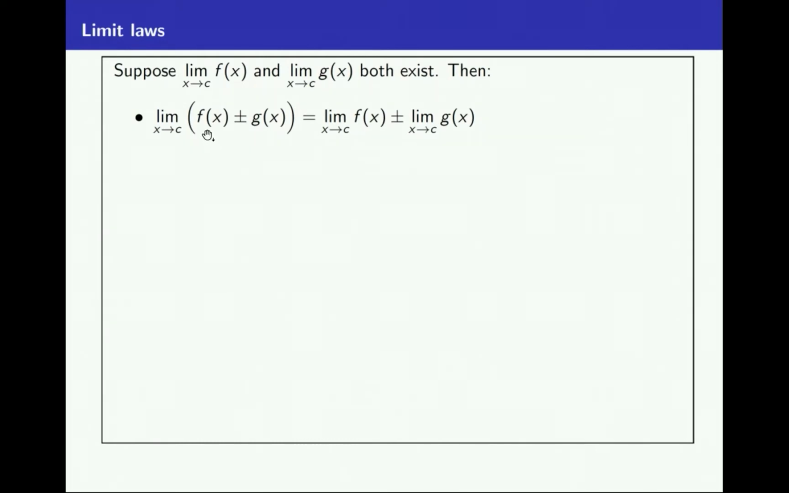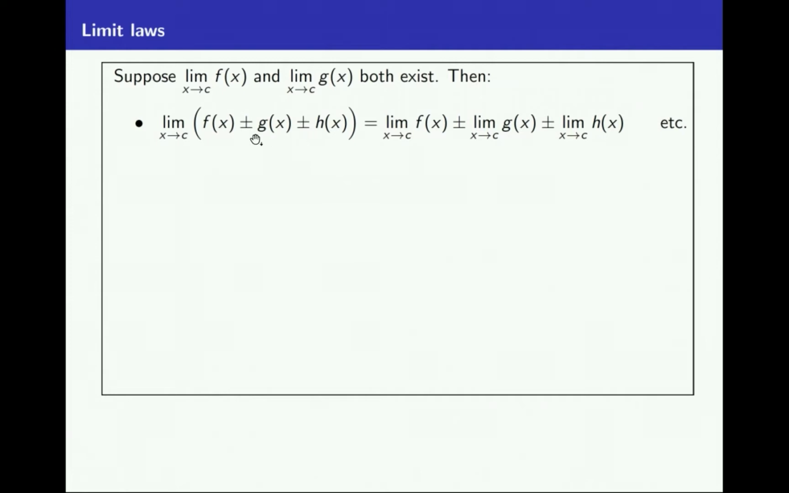And this has the effect of reducing what could be a more complicated limit involving a complicated sum of two functions as the sum of two simpler limits. And as we remarked last time, it's not just that you have this limit law for two functions, you could have it for three or more functions. The limit as x approaches c of f of x plus or minus g of x plus or minus h of x, for instance, equals the limit as x approaches c of f of x plus or minus the limit as x approaches c of g of x plus or minus the limit as x approaches c of h of x, and so on in the obvious fashion.